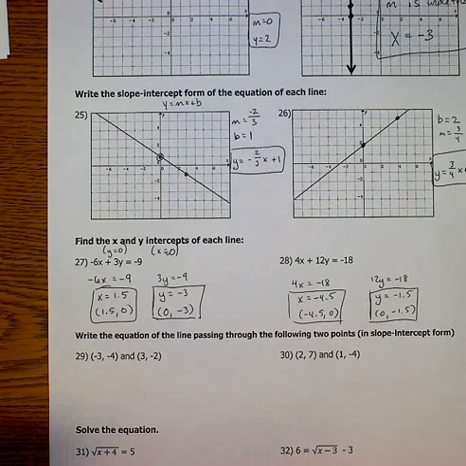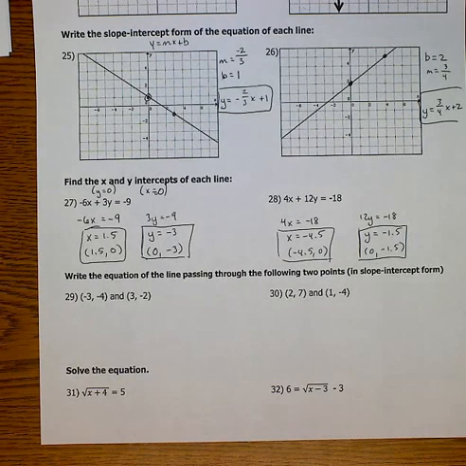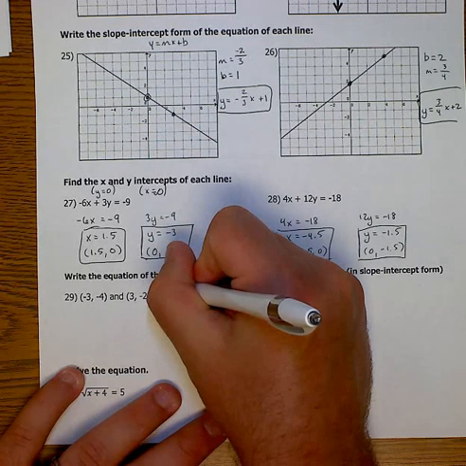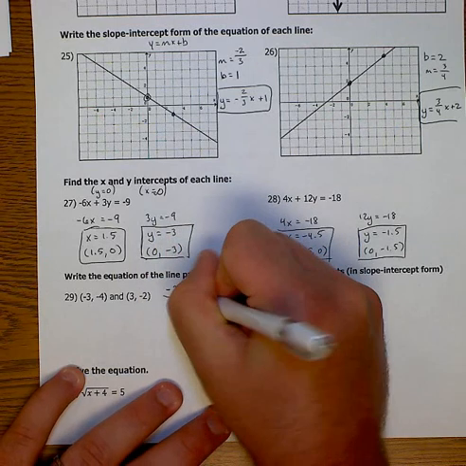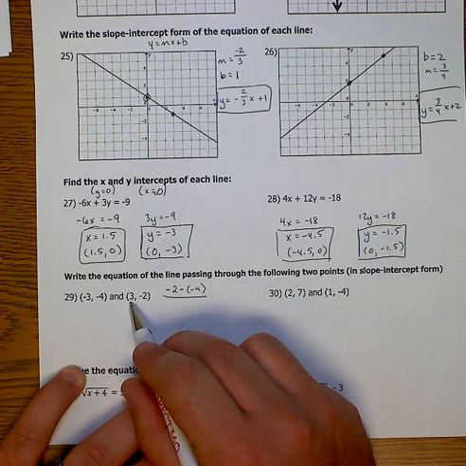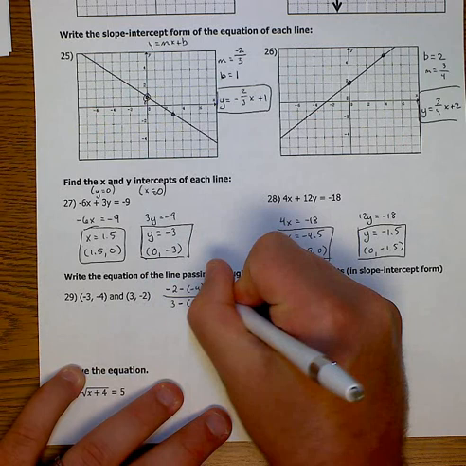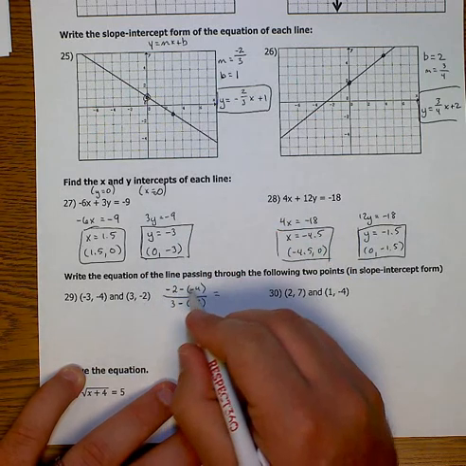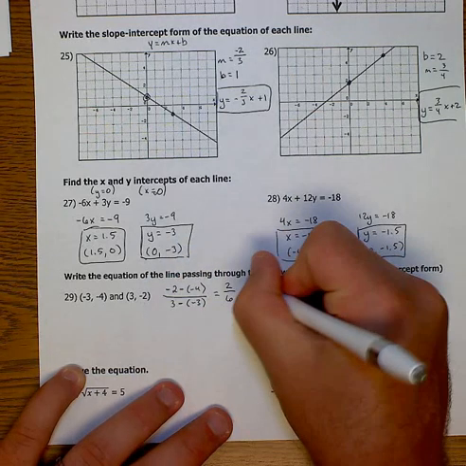All right, so 29 and 30 are going to take a little bit longer. Write the equation of the line passing through the following 2 points, and we want it in slope-intercept form. So the first thing we need to do is find the slope, which is the change in y, which means subtract the y values. Negative 2 minus negative 4 over the change in x. But I started with negative 2, so I have to start with this 3. 3 minus negative 3. So negative 2 minus negative, so negative 2 plus 4 would be 2. 3 plus 3 is 6. Reduce that, my slope is 1/3.